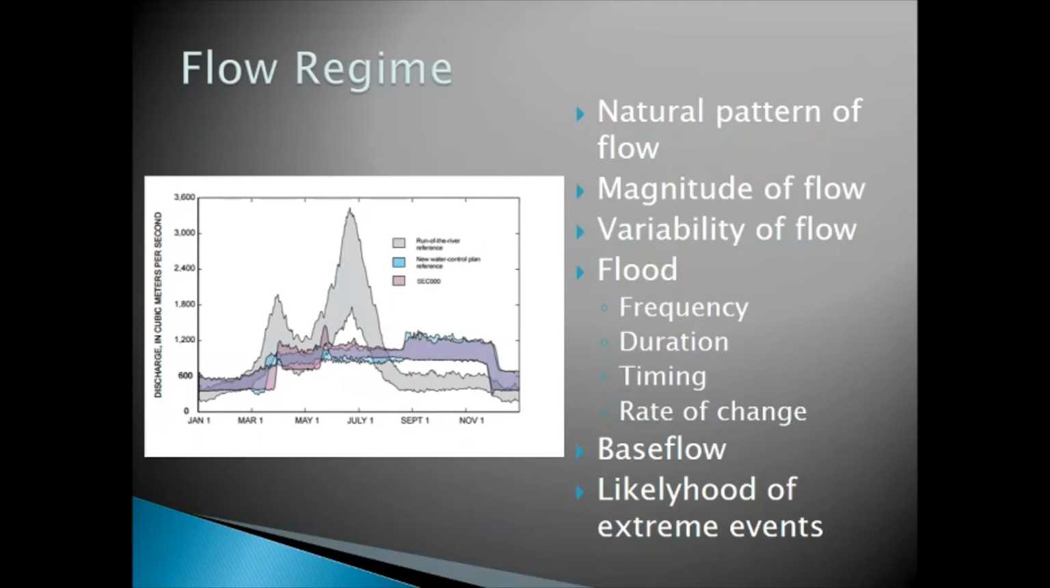When we think about the flow regime, we should also think about base flow. Does the stream dry up, or is there a certain amount of flow that you can always pretty much find in the stream? And then the likelihood of extreme events. How often do these big floods happen?